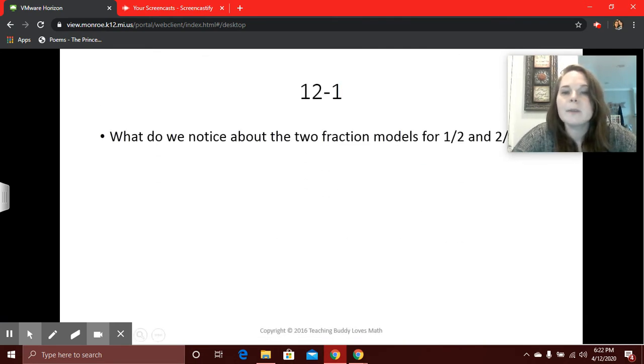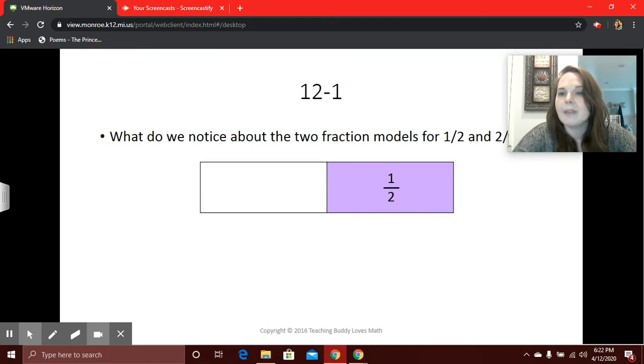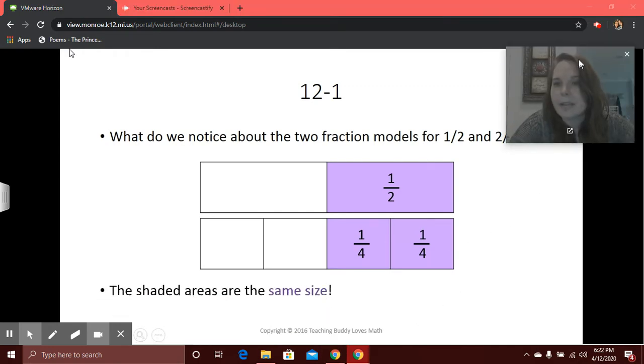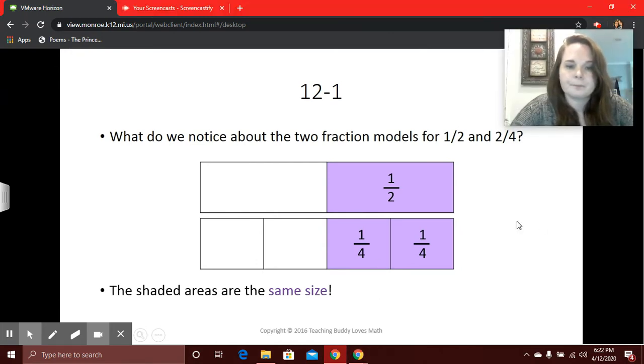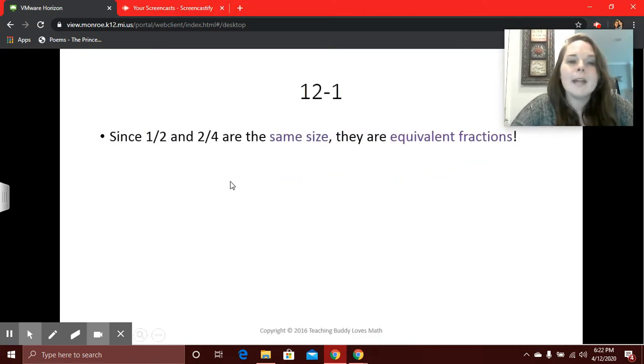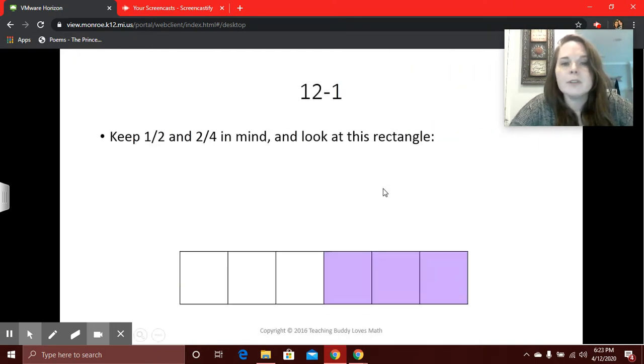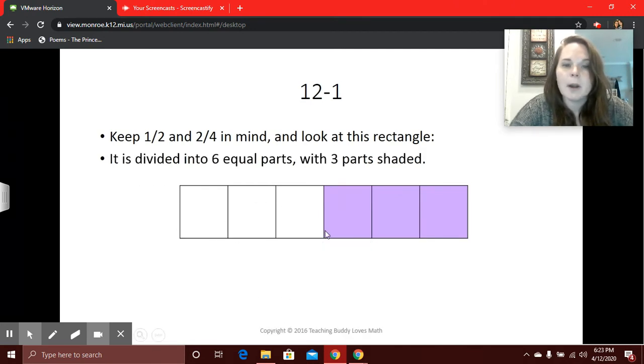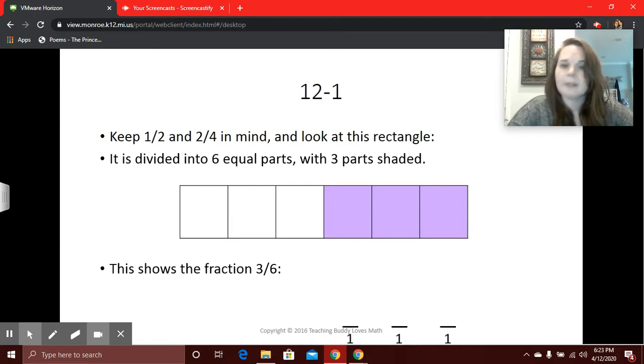So what do we notice about the two fraction models of 1/2 and 2/4? Looking at them, they are the same. That means that they are equivalent fractions. The same part is shaded in. Since 1/2 and 2/4 are the same size, they're equivalent. Keep 1/2 and 2/4 in mind, and let's look at this rectangle. It has 6 parts, and 3 of those parts are shaded in. What would my fraction be? If you said 3/6, you're correct.